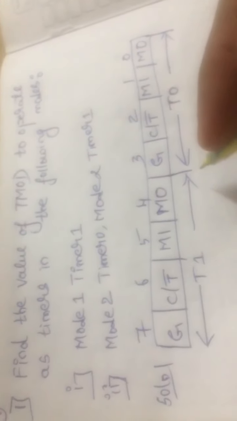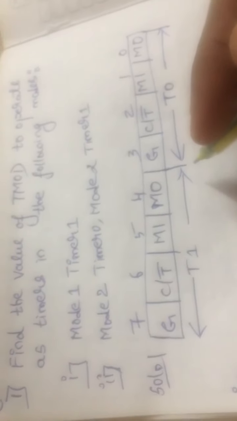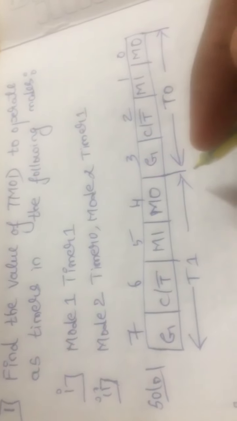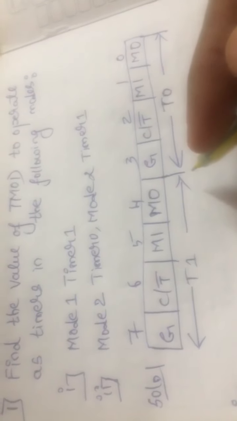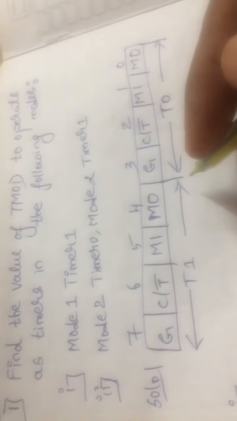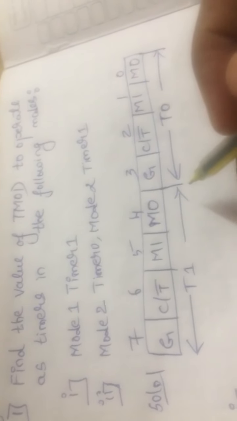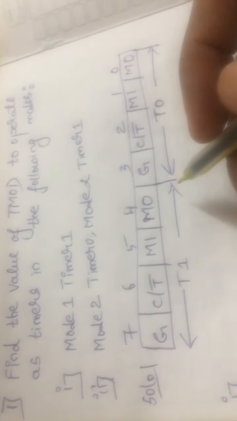So dear students, in the last session we have seen what are the bits which are there in the TMOD register and what are the bits which are there in the TCON register. So here we will take a small example in order to understand the concept of TMOD. Here there is one question: find the value of TMOD to operate as timers.